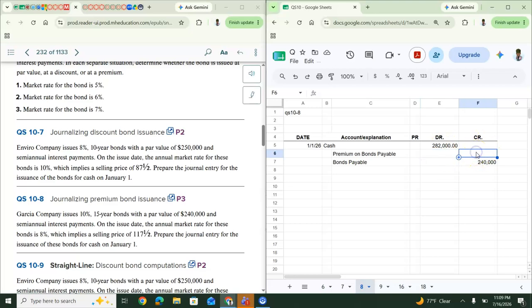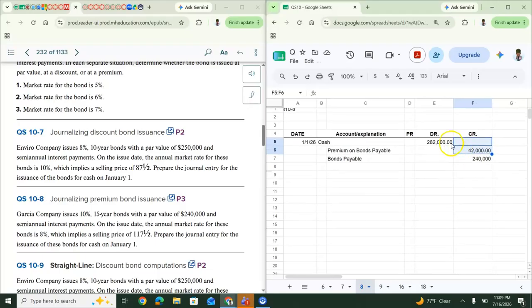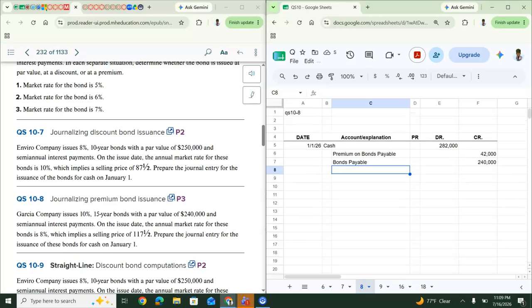So you'll notice that that goes in line with that credit. So I'm going to take the difference between the proceeds and the par value to come up with the excess of the $42,000. And I have dollar signs in here. I don't want dollar signs. It doesn't really matter, it's just aesthetics, but I like it to look consistent. And that's it. All right, so that's what we have for Quick Study 10-8.